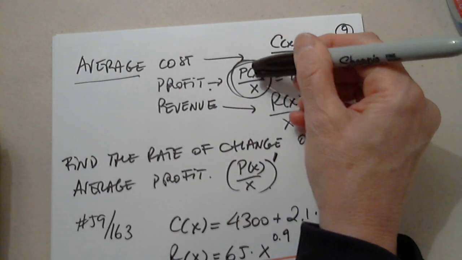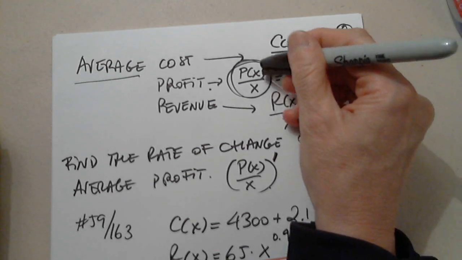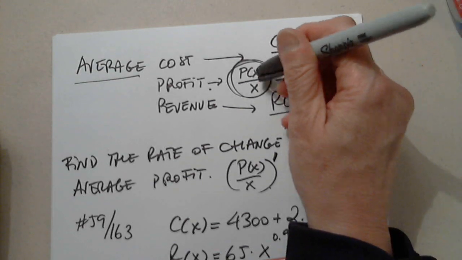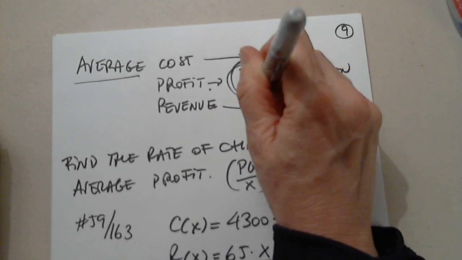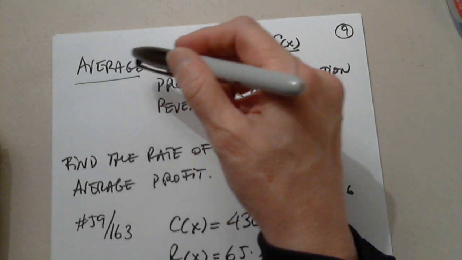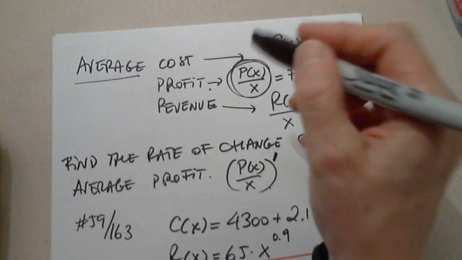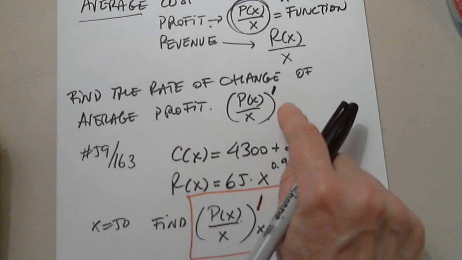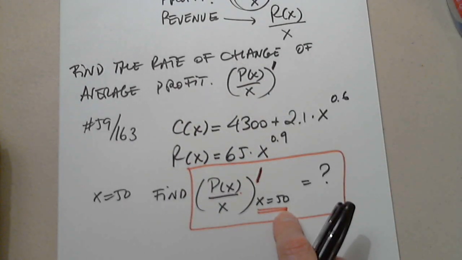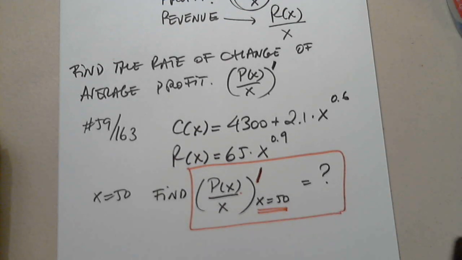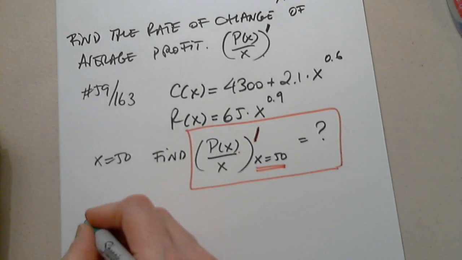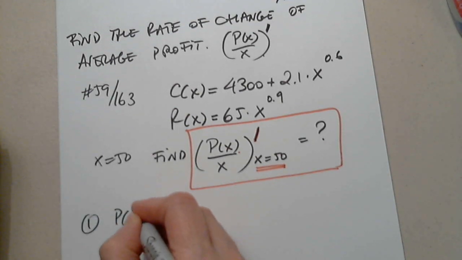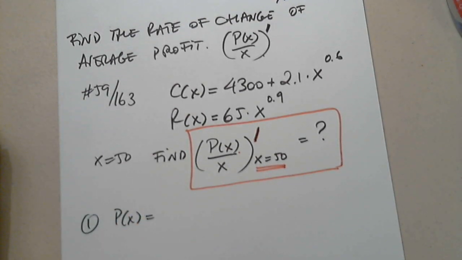So first I have to find the profit, then I have to divide this function by the number of units to find the average profit, and then when I'm done, I will differentiate this function, and then when I'm done, I will plug in 50. So let's take it step by step. In step 1, I need the profit. Can anyone explain how to get the profit?